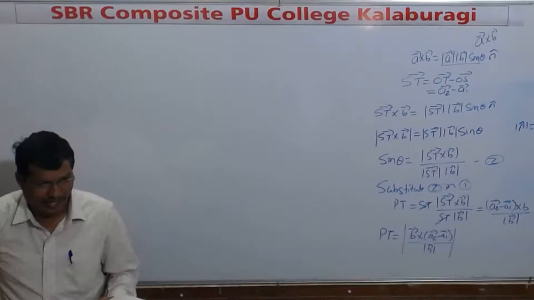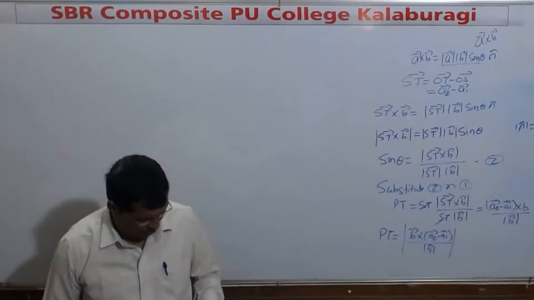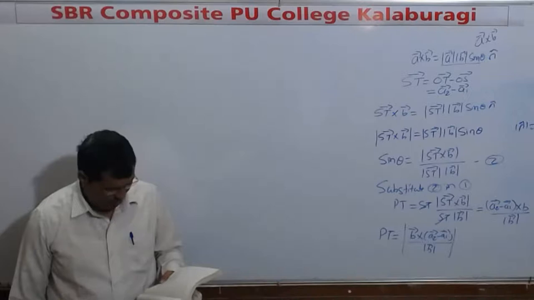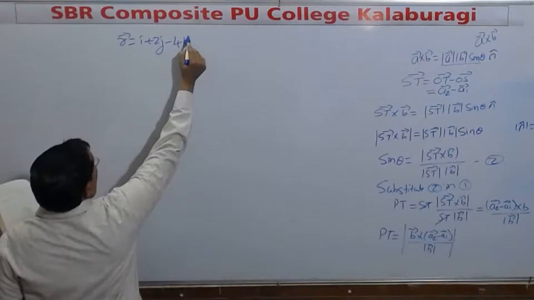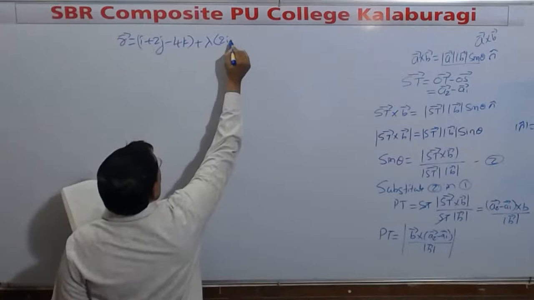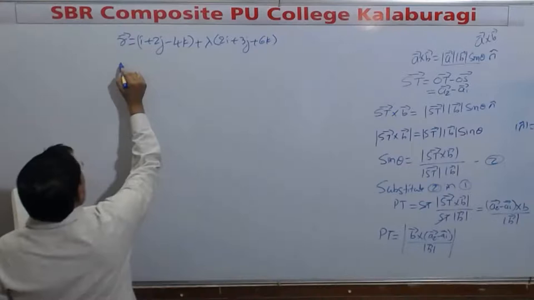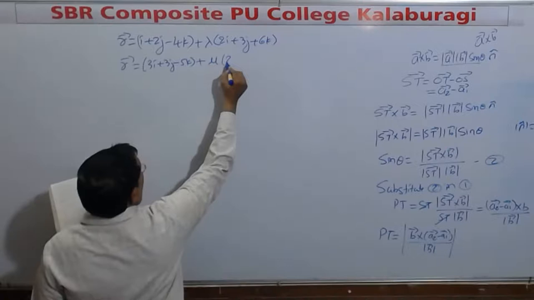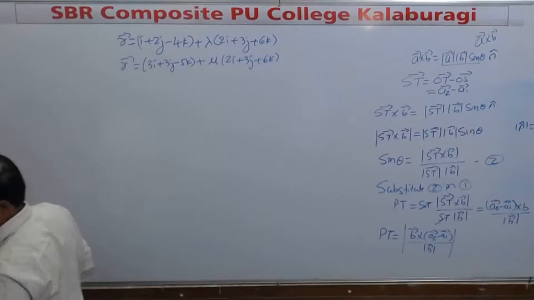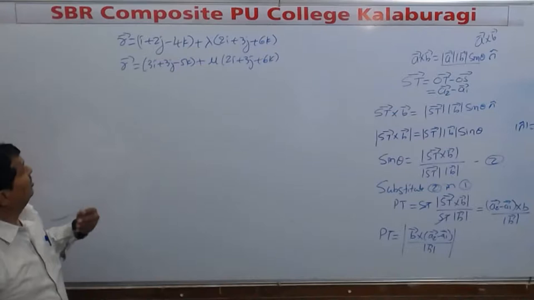Find the distance between the lines L1 and L2, given by r equal to i plus 2j minus 4k plus lambda into 2i plus 3j plus 6k, and r equal to 3i plus 3j minus 5k plus mu into 2i plus 3j plus 6k. Find the distance between two lines L1 and L2 given like this.